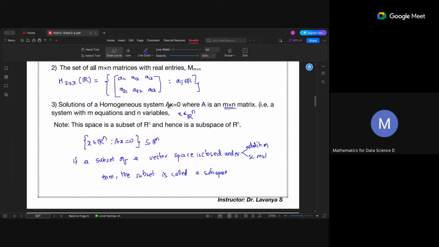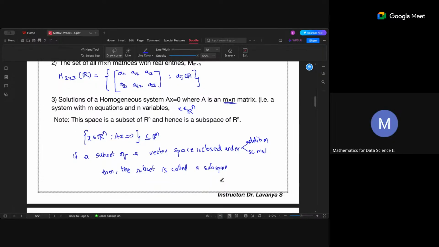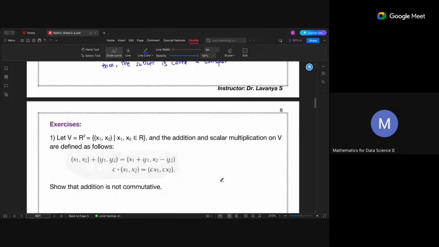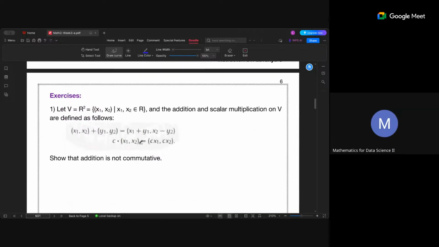Okay, here we know that this is a subspace. Is it clear? Okay, good. So I told you the addition can be defined differently, right?